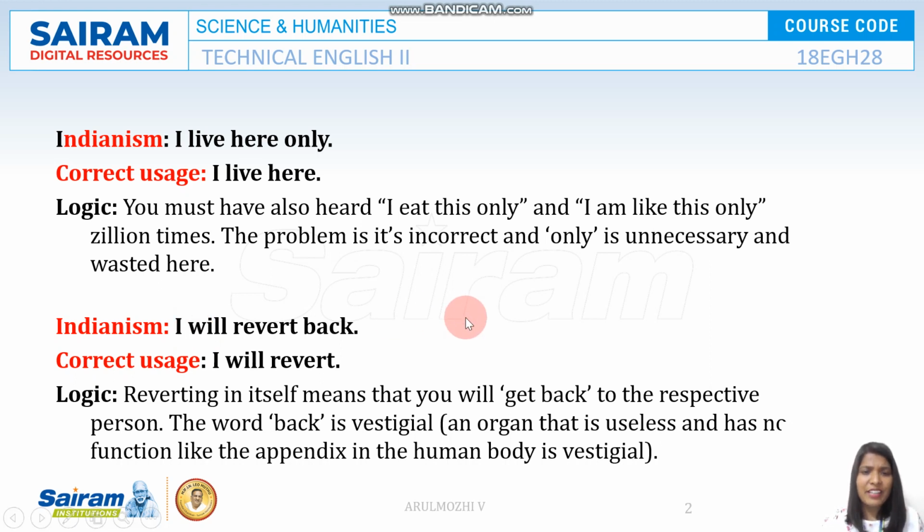And then, I will revert back. It is called redundancy. It is Indianism because no native speaker uses "only" at the end. And "revert back": the meaning of revert is get back. Okay, I will revert. But when you say I'll revert back, the literal meaning is I'll get back back. It is redundancy. It is unnecessary here. So the correct usage must be I will revert.